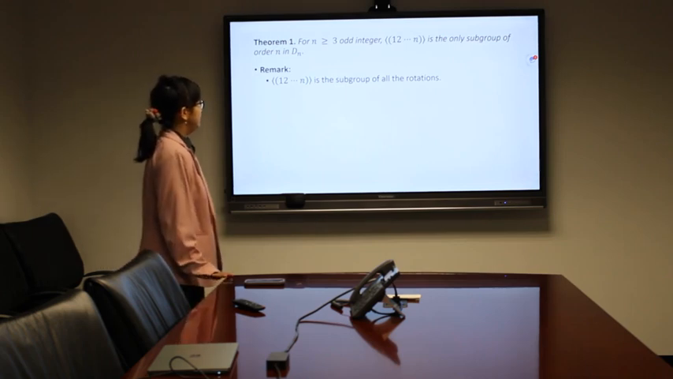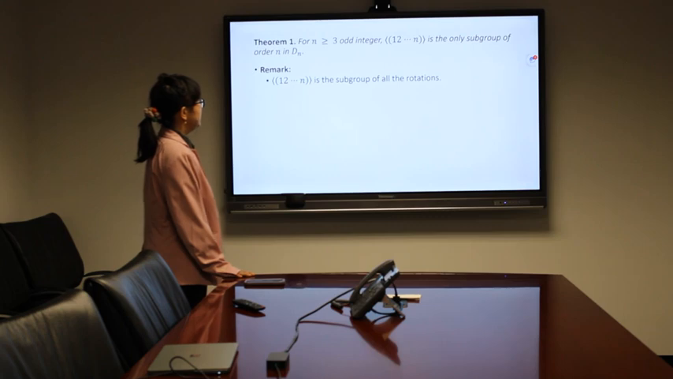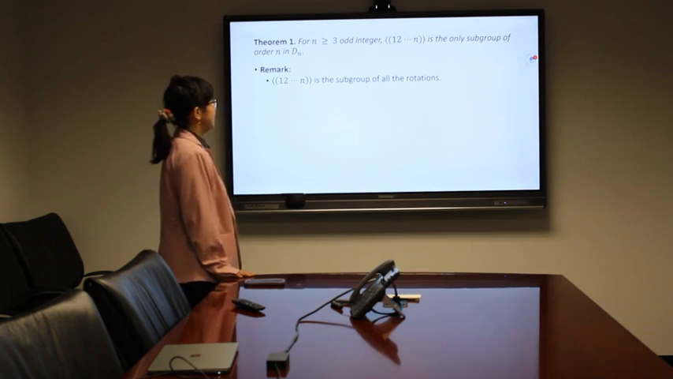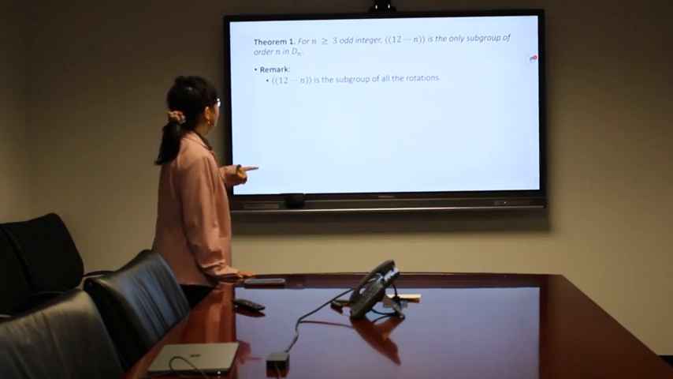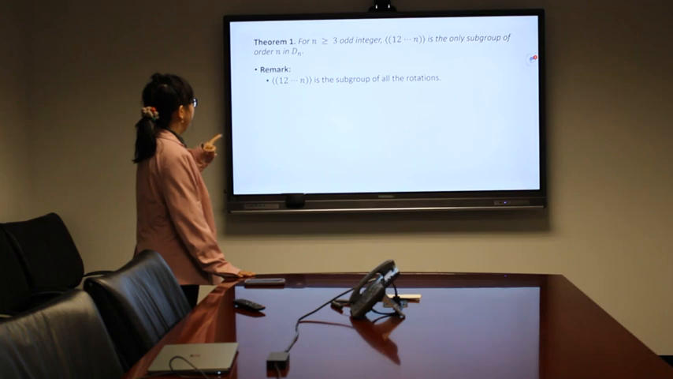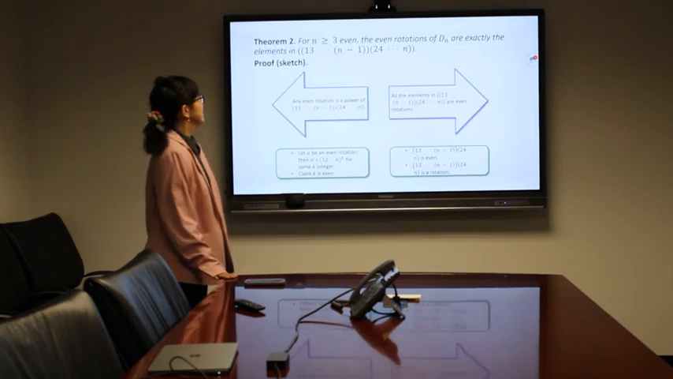For the case when n is odd, the cyclic subgroup generated by the n-cycle (1 2 ... n) is the only subgroup of order n in D_n. It is obvious to see because the cyclic subgroup generated by any element in the group is a subgroup itself, and because it is the n-cycle, the order must be n, and it is actually the subgroup of order n, the rotations in D_n. Next, please.